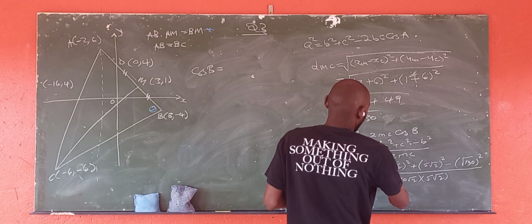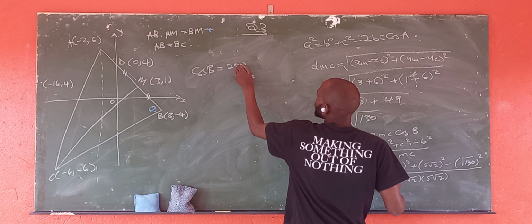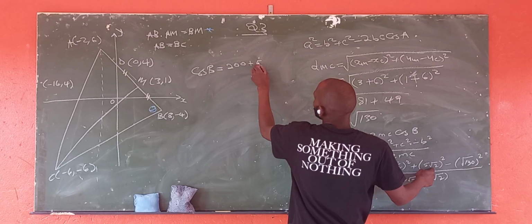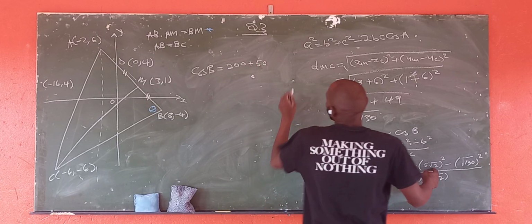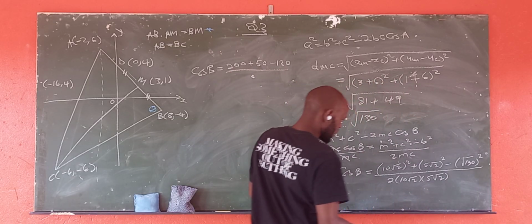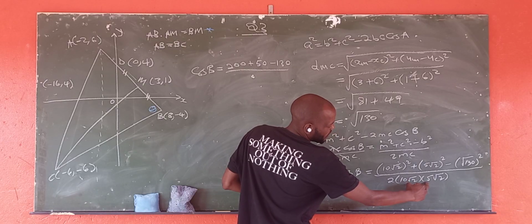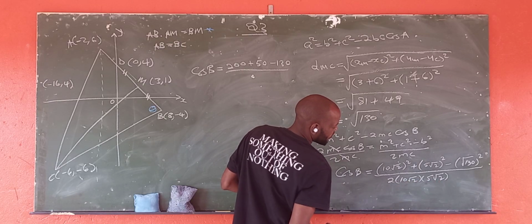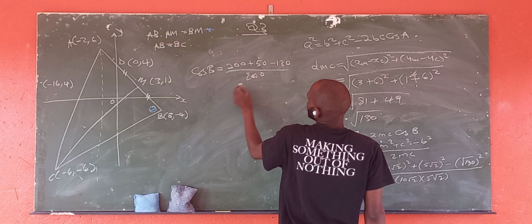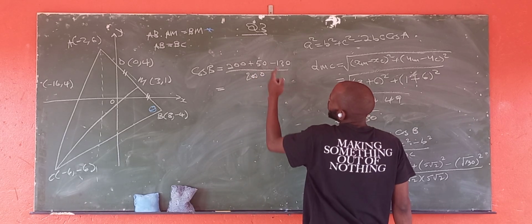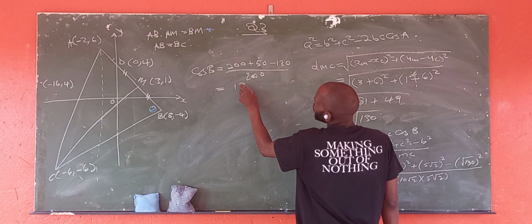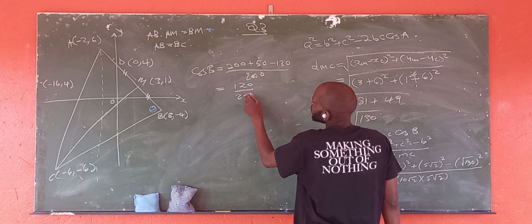10 squared again is 100, times 2 is 200, plus this is 25, times 2 is 50, and then minus the value of b squared, all divided by 2 times 10 times 5 times 2, which is 100 times 2, 200. So 200 plus 50 is 250, minus the value, giving 120 over 200.